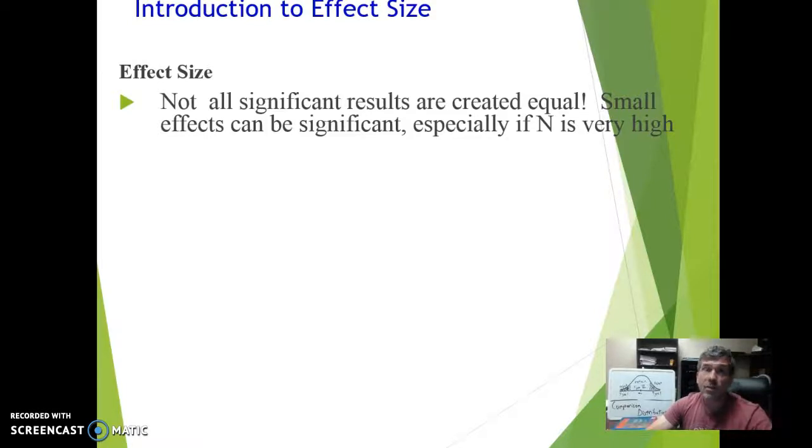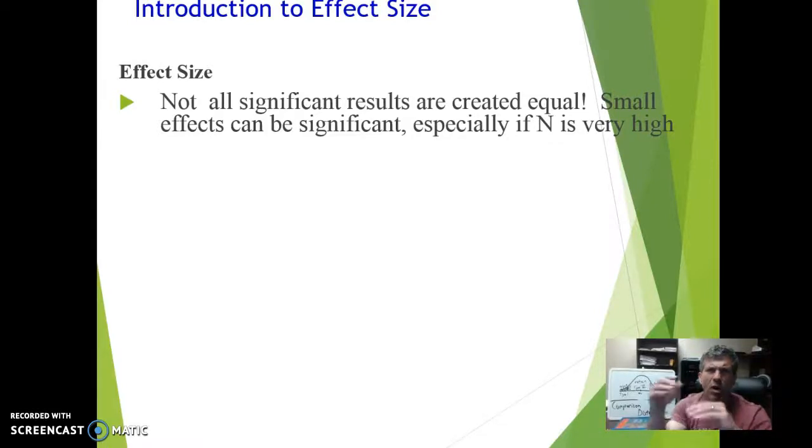So here's the premise of effect size. At the end of a hypothesis test, you're either going to reject the null or you're not. There's no other nuance to it. It's significant results or non-significant results, period. But here's the thing. We want to separate sometimes our significant results into just how influential they are. Basically, how big the effect is, essentially.